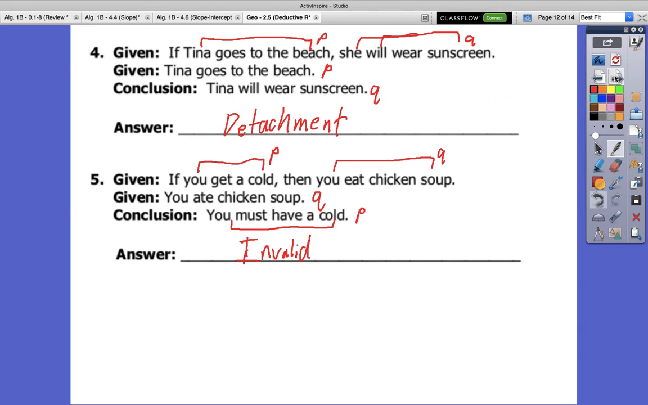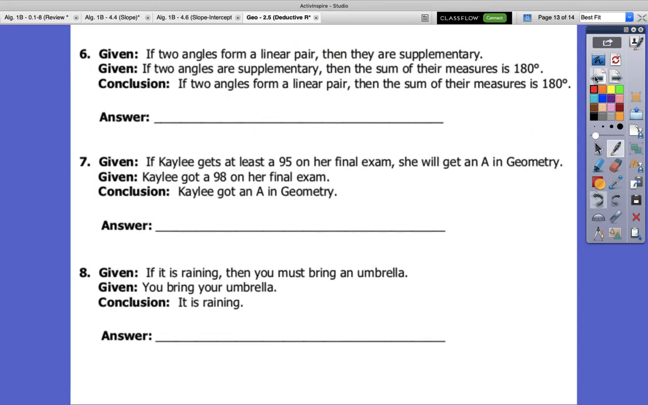All right, continuing on here. This is our last page here. We'll do 6, and then we will do 8. We're going to skip 7. Actually, we're going to skip 8 as well.